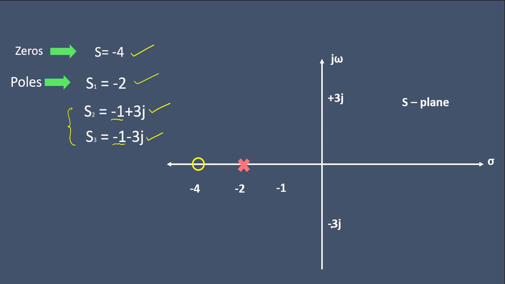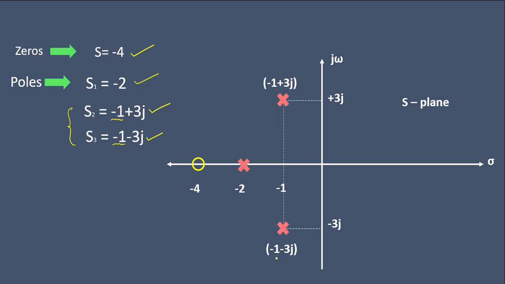Now the values are minus 1 plus 3j and minus 1 minus 3j. So I can draw a line from minus 1 plus 3j to minus 1 minus 3j. And the pole will be here. This pole will be minus 1 plus 3j, and the second pole will be minus 1 minus 3j. So this is the way to plot the complex poles on the S-plane.